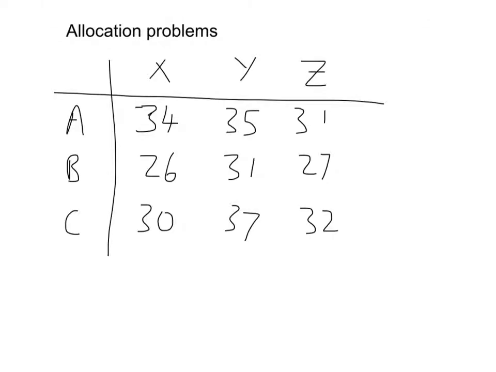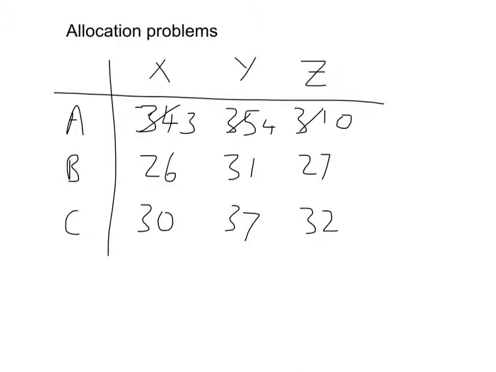Allocation problems. This is a table of workers and tasks, and it's going to serve us as a reminder of how we attack the simple type of allocation problems. First thing we do is we look at the row and we say, well, person A will take at least 31 to do these jobs, so we subtract 31 from all of those numbers to leave 3, 4 and 0.